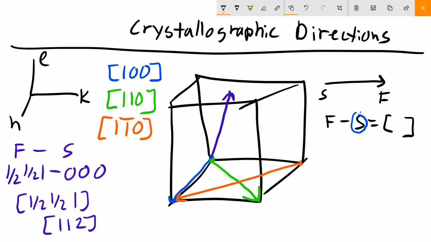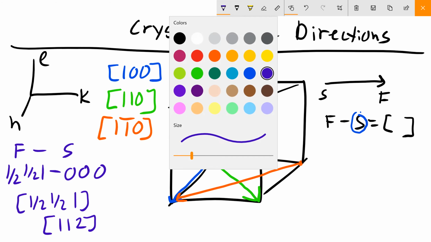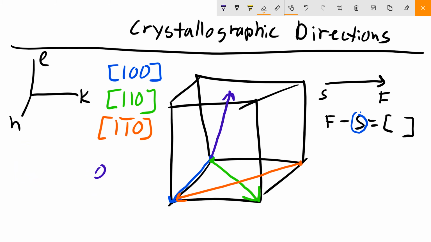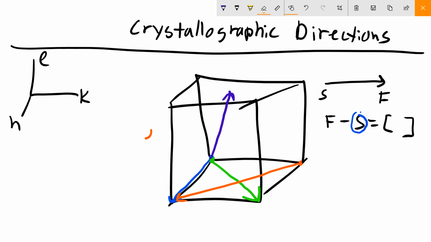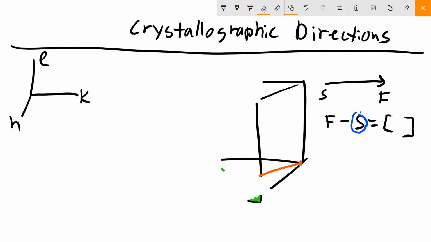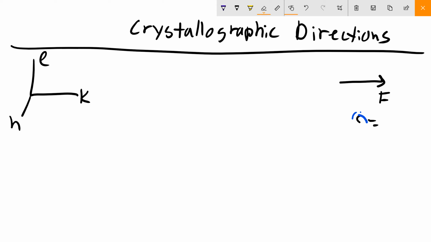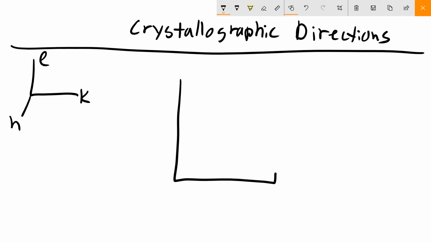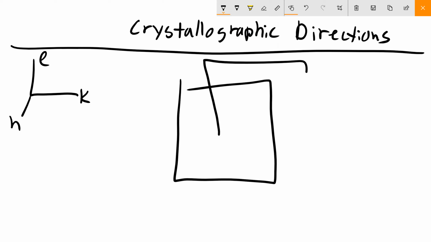So you can repeat this procedure. You can draw your own vectors, and you can analyze what directions you're looking at in your crystal. Now, one cool thing I want to note is that there are certain directions, especially in cubic crystals, that are crystallographically equivalent. Let me erase and redraw my crystal. Let me redraw my unit cell, just like we did previously. Now let's look at a couple of different directions.